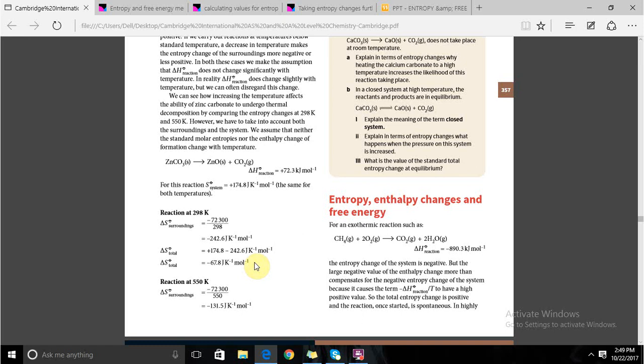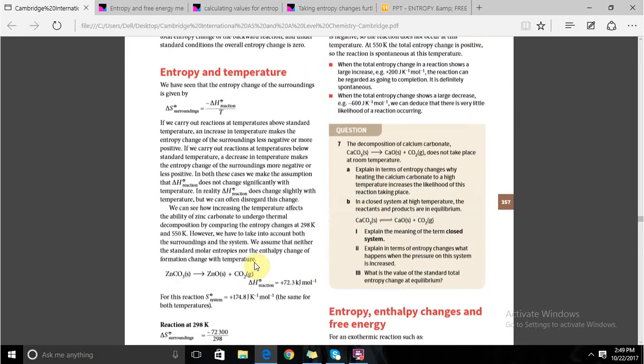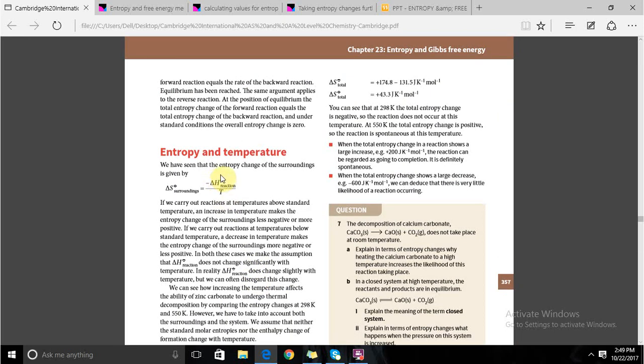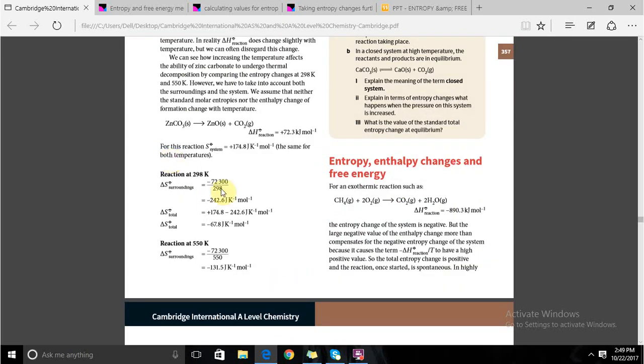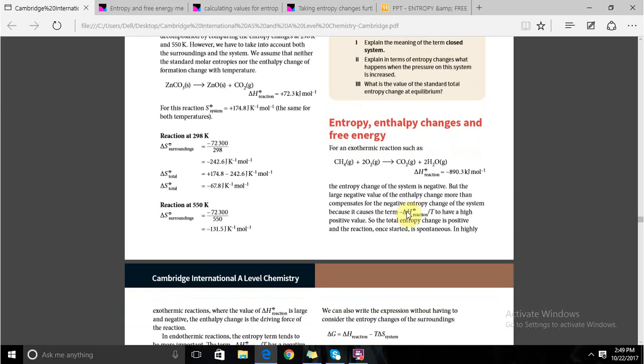Because we have a large negative value of the enthalpy change, again let's go here. If we have a large negative value, negative will become a positive, and because its magnitude is larger than the entropy, and because that is negative and this is positive, we will have an overall positive value, and therefore this reaction will be feasible. So the total entropy change is positive and the reaction once started is spontaneous.